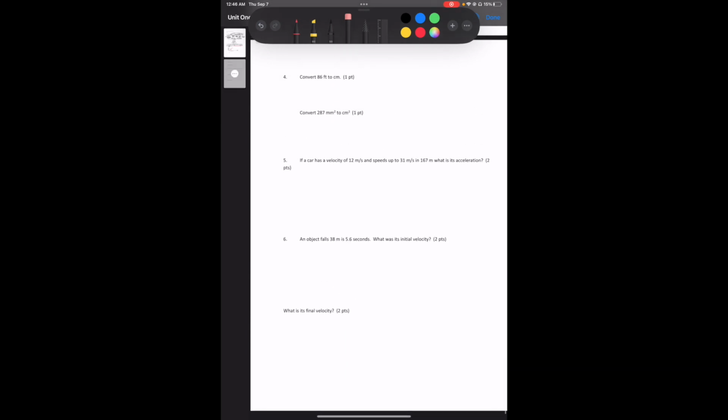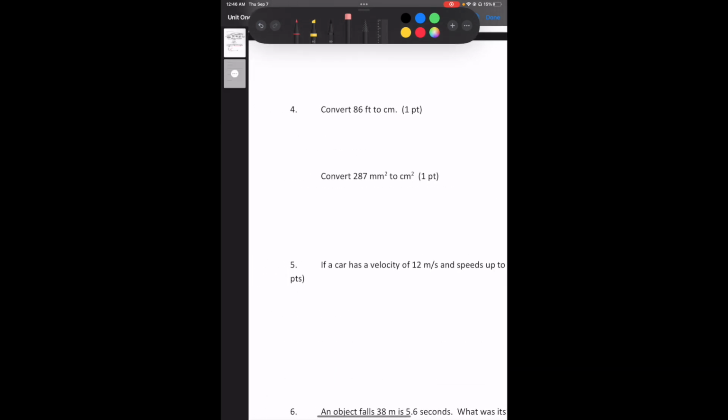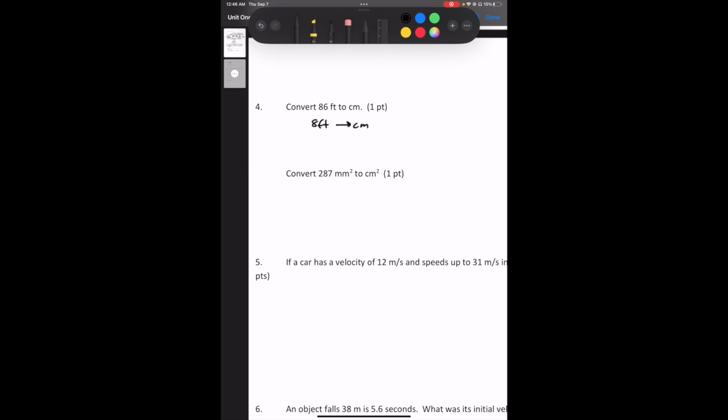So question number 4 asks us to go ahead and do some simple conversion factors. So we'll go ahead and do those. So now 86 feet to centimeters. We want to find the conversion factor between feet and centimeters, maybe even meters if we can get that. This can be looked up online. You could have these in your notes as well. But some of these basic conversion factors are useful to know or memorize.